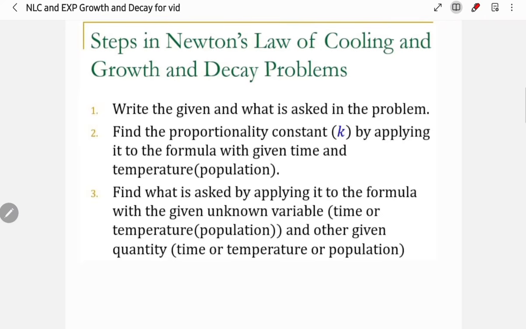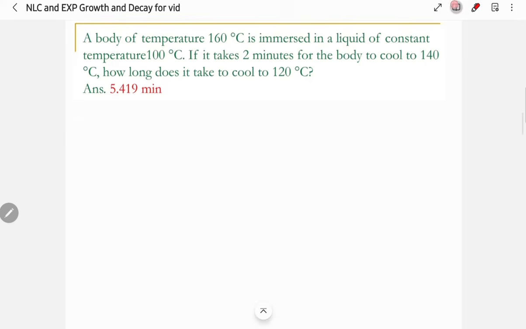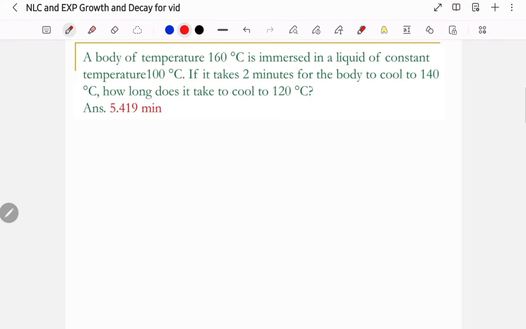So let's have some examples. Number 1. A body of temperature 160 degrees Celsius is immersed in a liquid of constant temperature 100 degrees Celsius. So, what are the given from that statement?